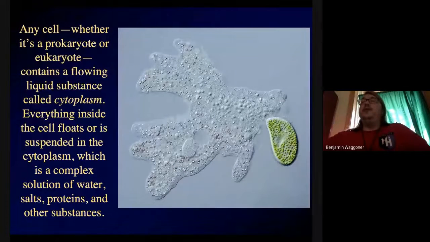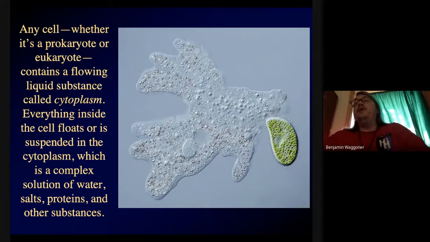This picture shows you a single-celled eukaryote. It's called an amoeba. Some of these can get up to almost a millimeter long, so these are very large cells. It's in the process of engulfing a different eukaryote, a single-celled protist called Paramecium bursaria. That's the greenish thing to the right. And any cell, prokaryote or eukaryote, contains a liquid substance called cytoplasm. If you could see this amoeba moving, you would see the cytoplasm flowing within it.